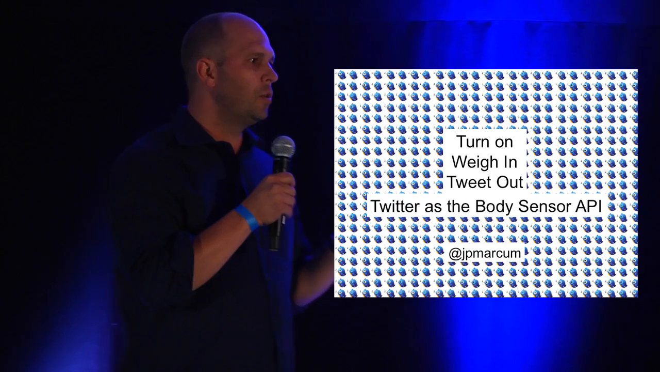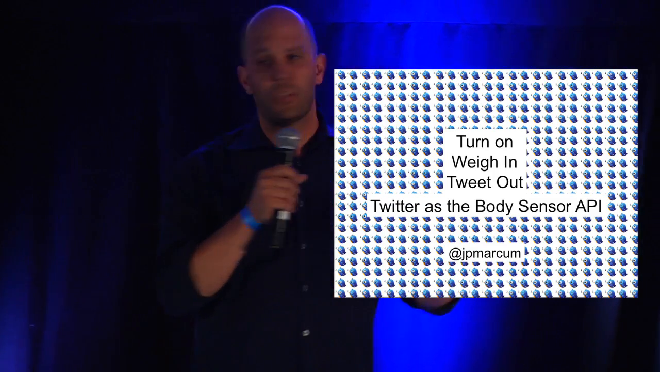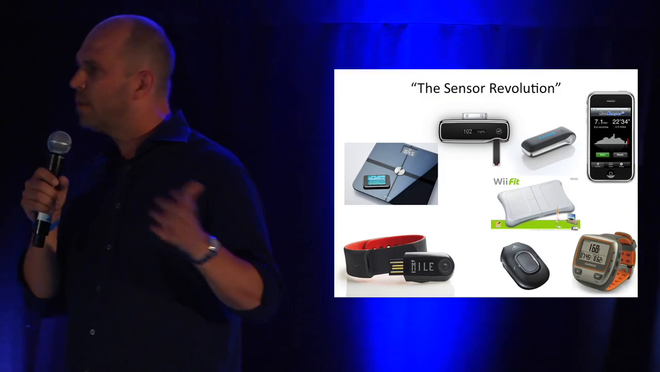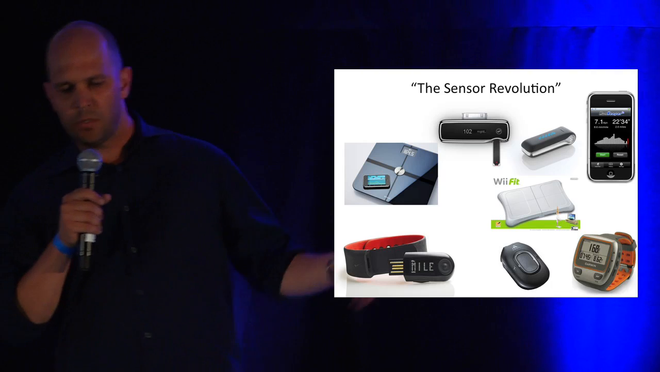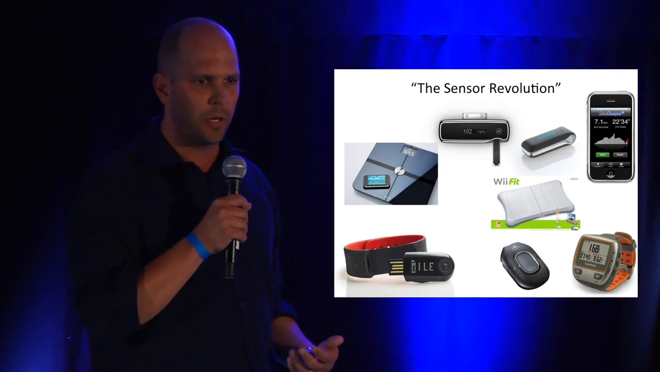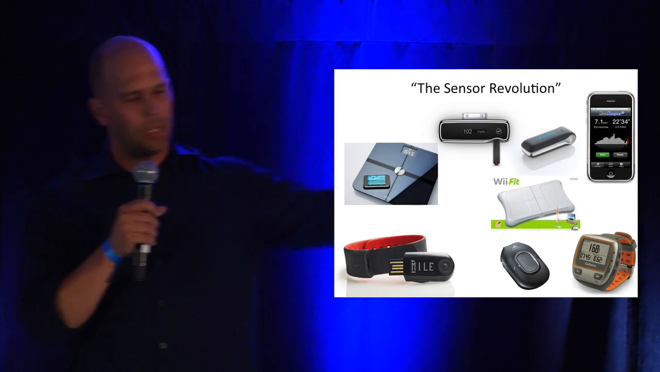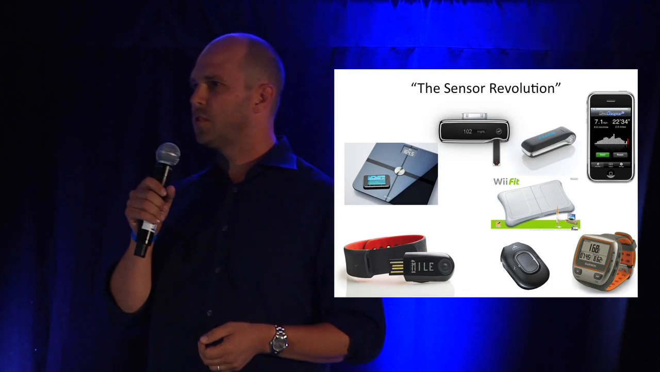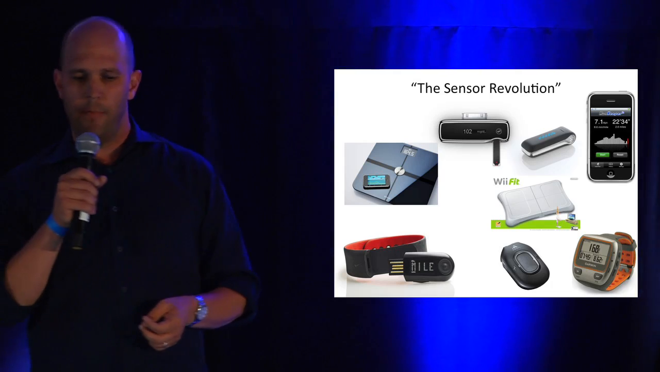We're in the midst of what Google's Marissa Mayer calls the sensor revolution. And there have been a number of different devices tracking everything from runs to body weight to all sorts of other fitness metrics. In fact, last week, the device right at the top was announced. It is a glucose sensor that will plug into your iPhone for diabetics.